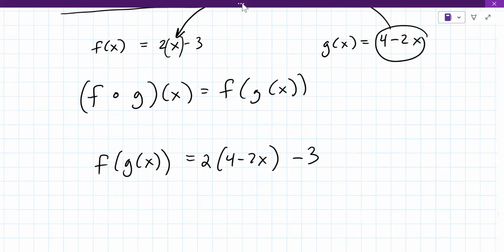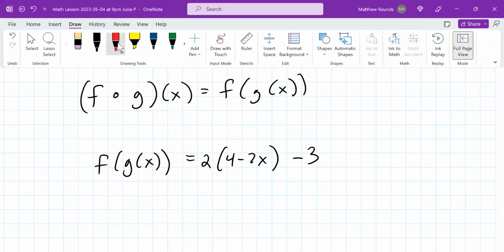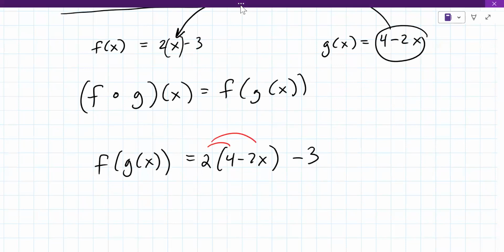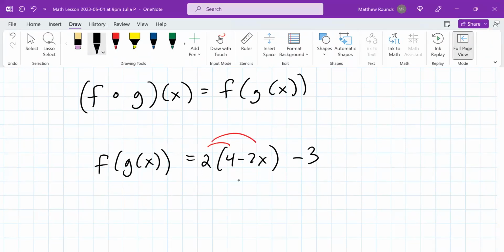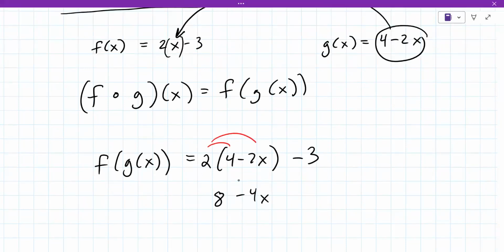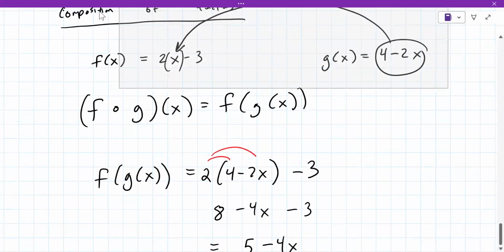So here, simplify, you distribute the 2 to both. That's 8 minus 4x minus 3. And then you combine any like terms. So this would be 5 minus 4x, like that. Okay. But we can also go the other direction.